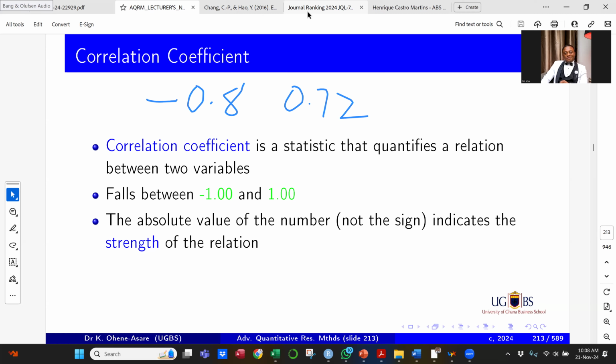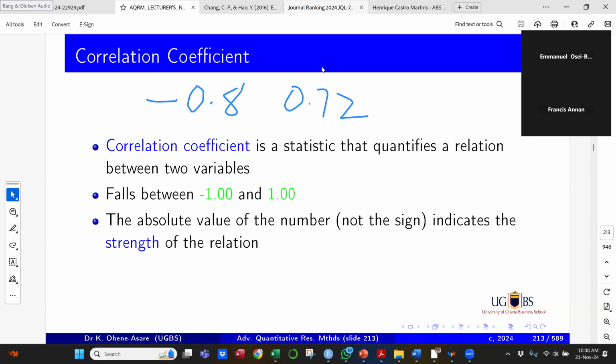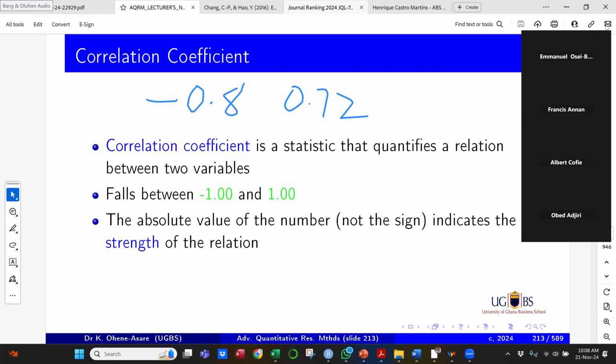Joseph, who am I here? That's a 0.7. Oh, sorry. Joseph. Yeah, I said 0.75. Is it 0.7? Because it's closer to 1. Why? Because it's closer to 1. That is wrong. And you see your colleagues have raised their hand. Of course, I'll ask them why. So let me go to Obed.